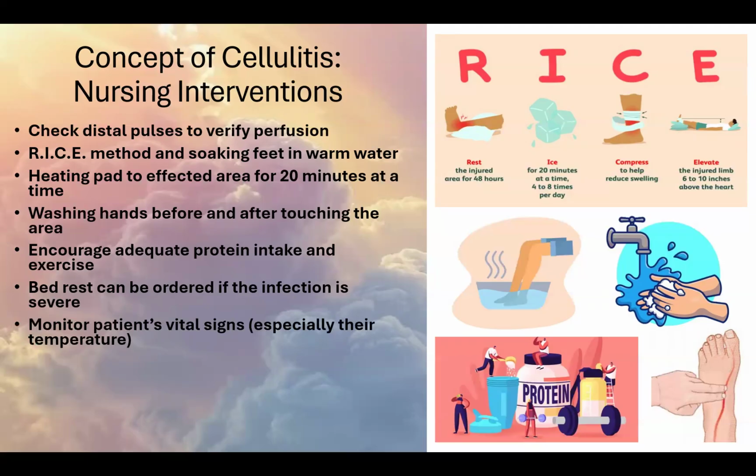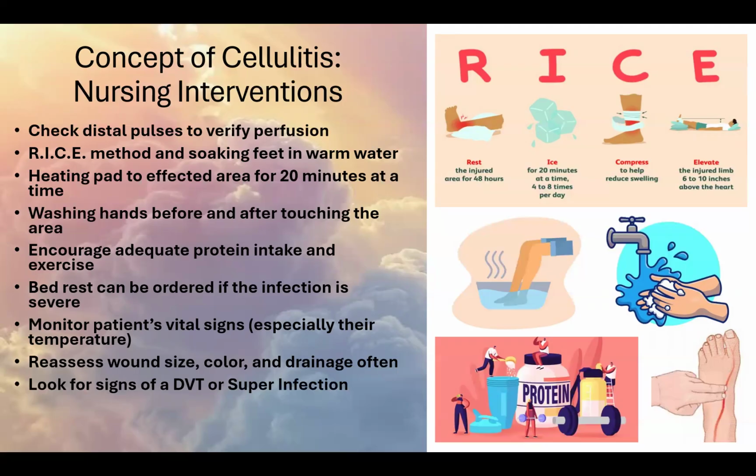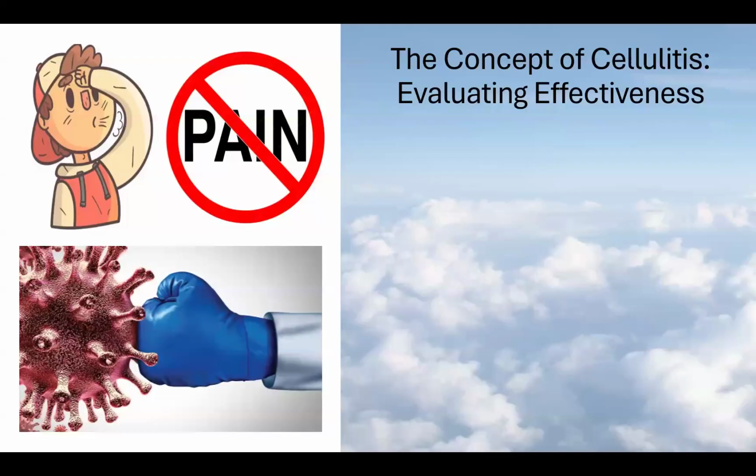It's important to monitor the patient's vital signs, especially their temperature. Reassess the wound size, color, and drainage often, and document your findings. Look for any signs of a DVT or superinfections that can occur, and monitor trends and or changes in the lab values. The concept of cellulitis, evaluating effectiveness.